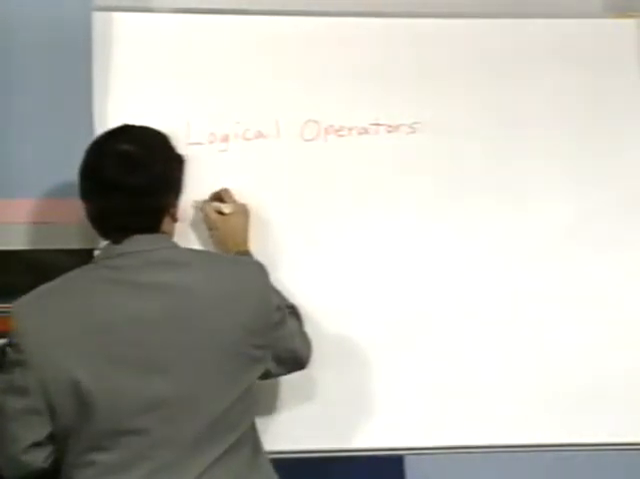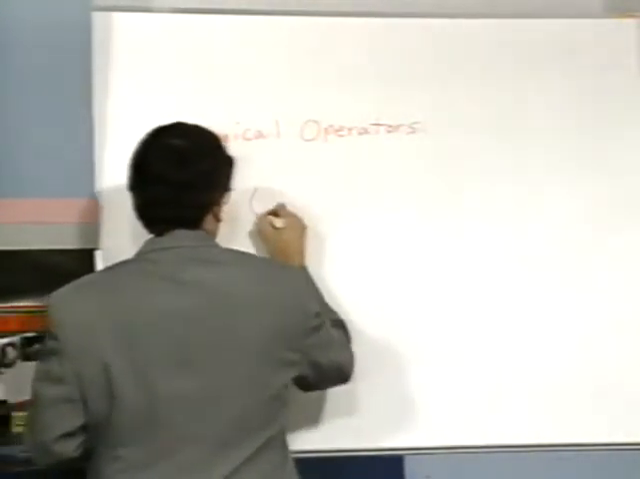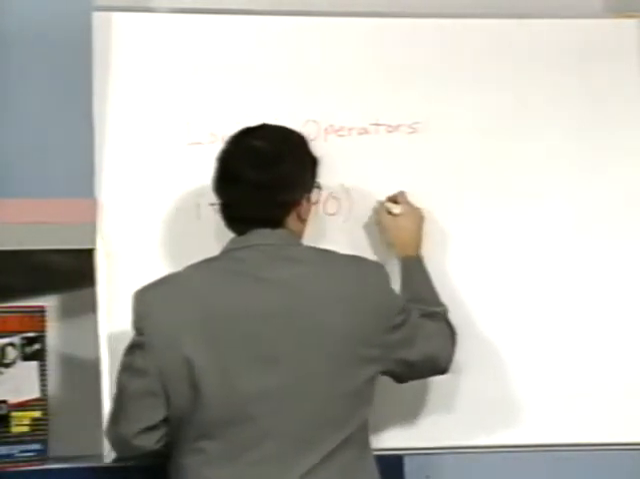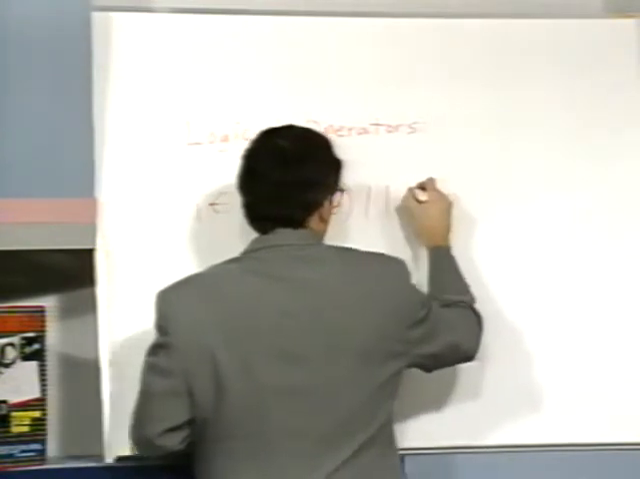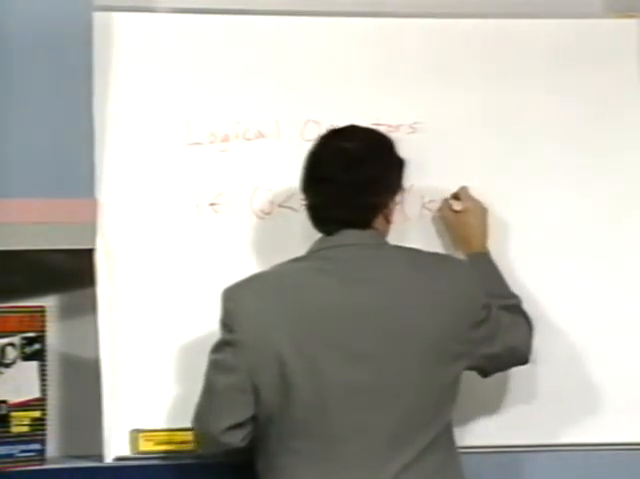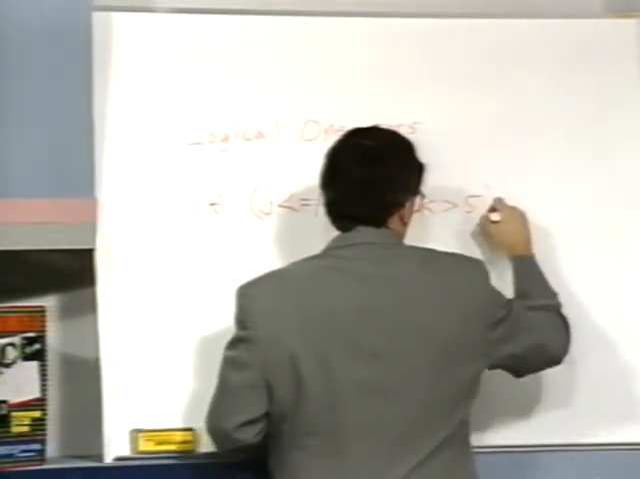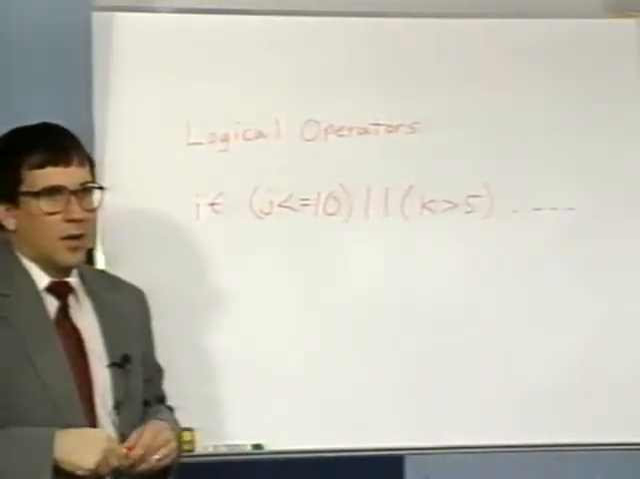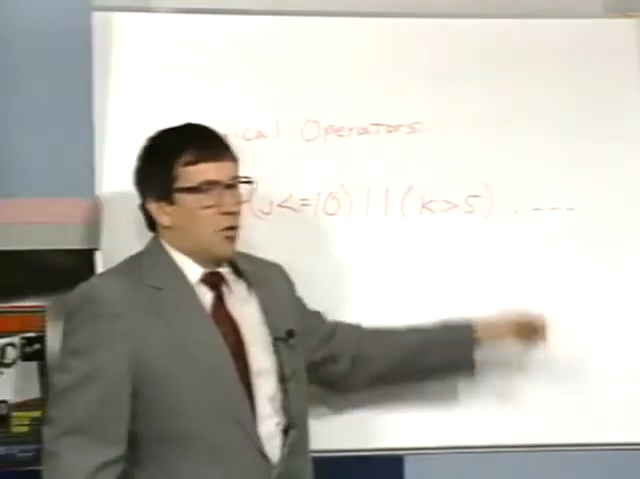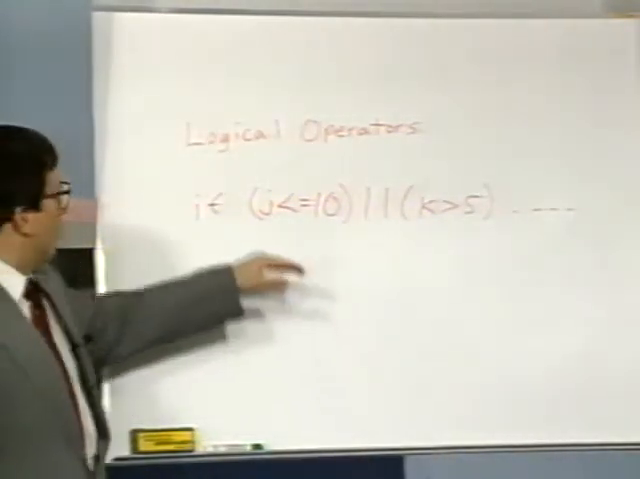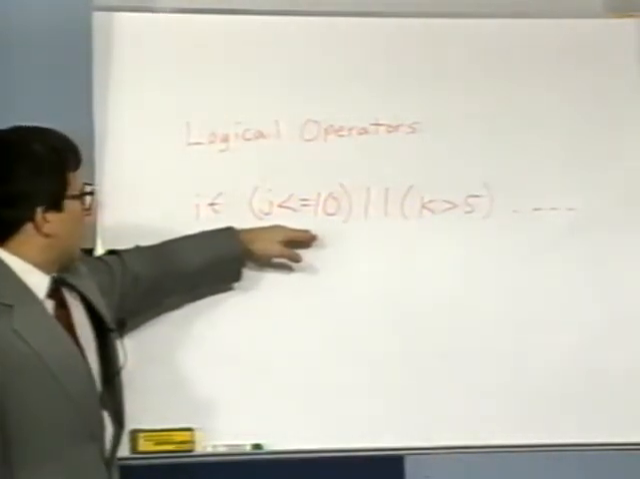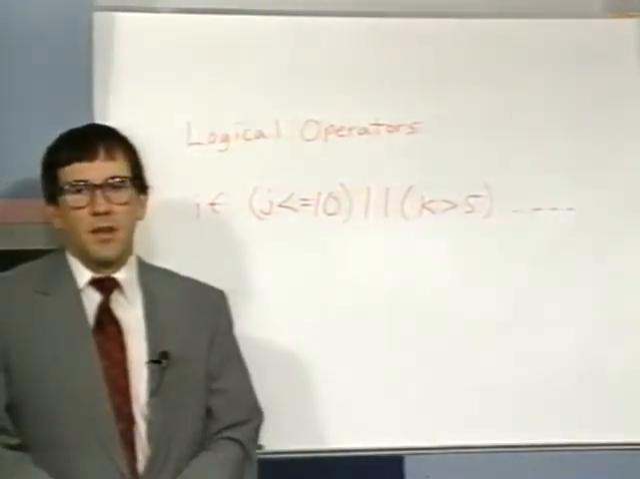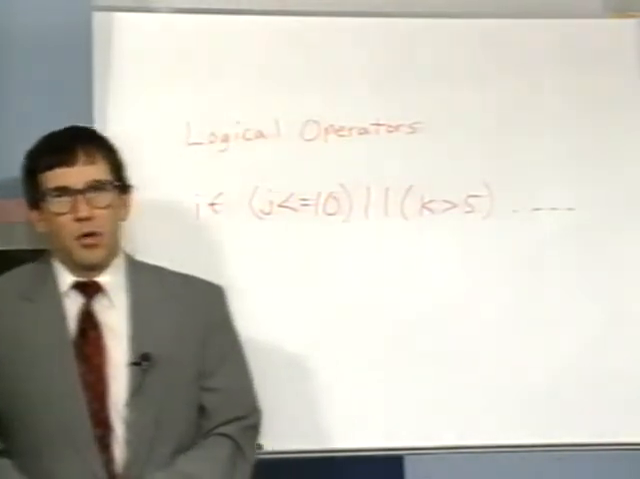If we have an if statement, if j less than or equal to 10, or k greater than 5, and then the statement. This causes the following statement or statements to be executed if j is less than or equal to 10, or if k is greater than 5. Now let's take a look at it in a program.